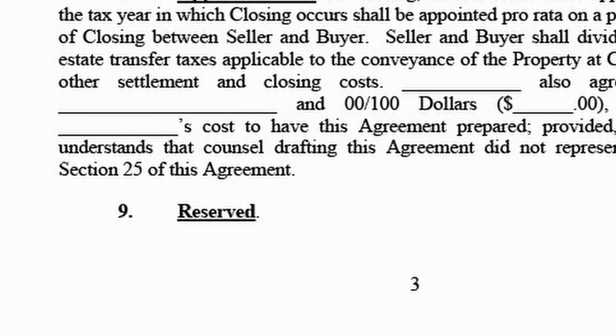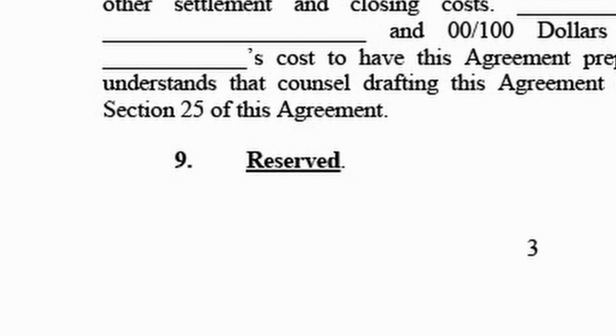So Section 9 says reserved, and what that means is that section was omitted. So it's in one of the other conditional sales agreements that we use for other purposes, but we didn't want to change all of the section numbers because there's cross references in these documents, and that's a lawyer's tool to avoid having to renumber all the section references throughout the entire agreement.